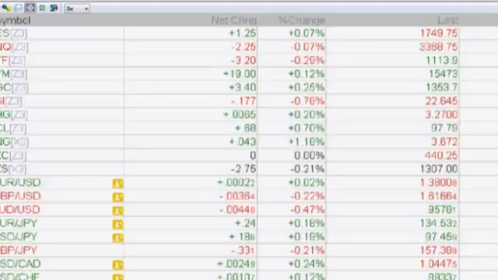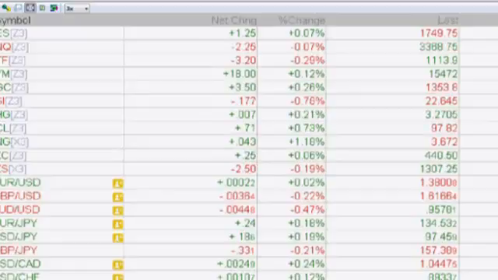Euro dollar is literally up 2 ticks. Pound dollar down 36, Aussie dollar down 44, Euro yen up 24, US yen up 18, pound yen down 33, dollar CAD up 24, and dollar franc is up 10 pips on the day.